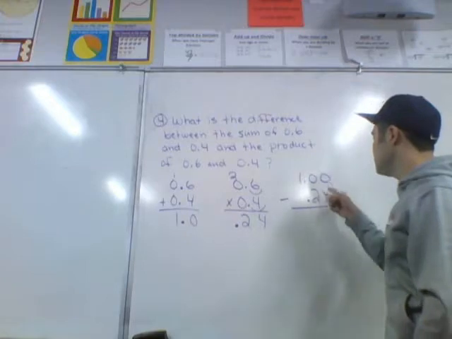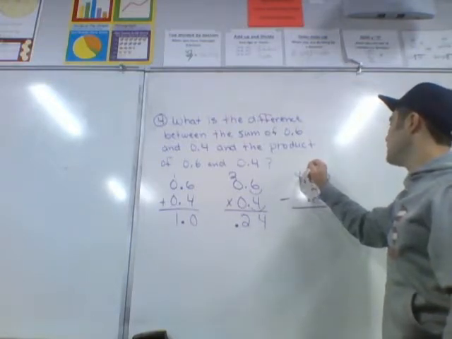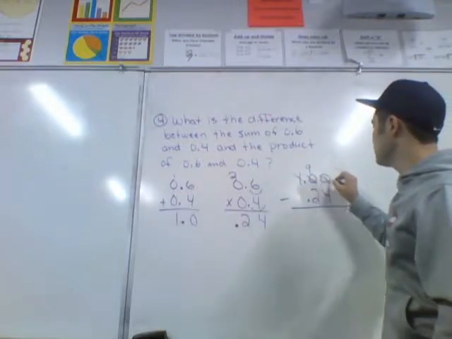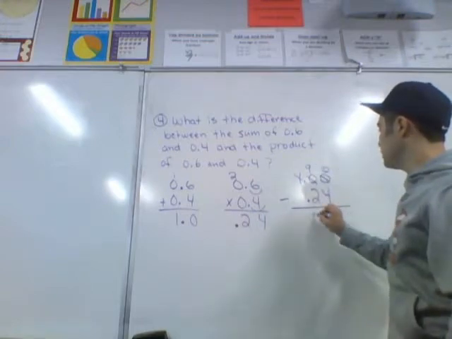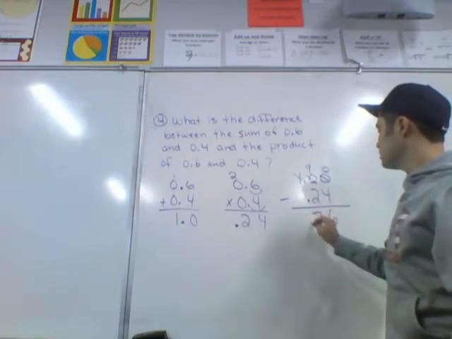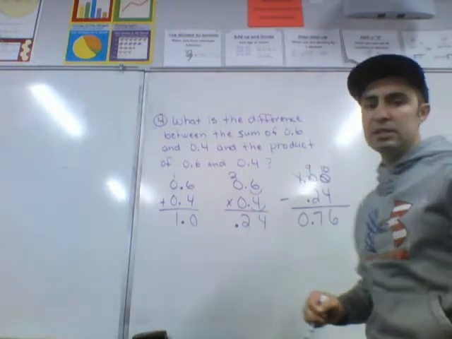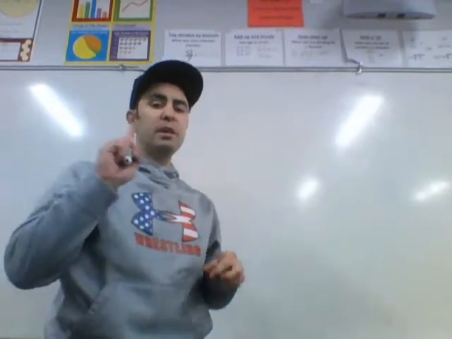Now, you can't take 0 or 4 away from 0, so we're going to borrow. This is going to become a 9, because I'm also borrowing from that 0, to make this 10. 10 minus 4 is 6. 9 minus 2 is 7. Decimal comes straight down. There's nothing there. So your answer is going to be 76 hundredths. All right, that last problem was number 1 on your homework.